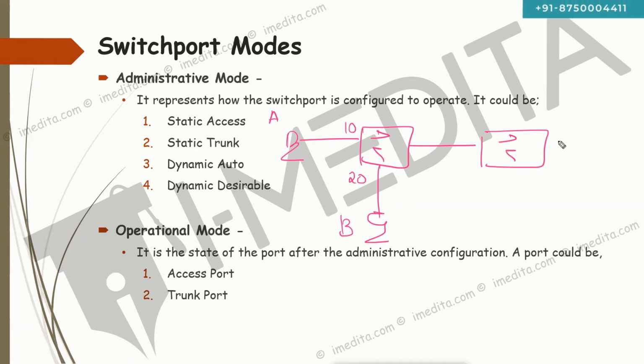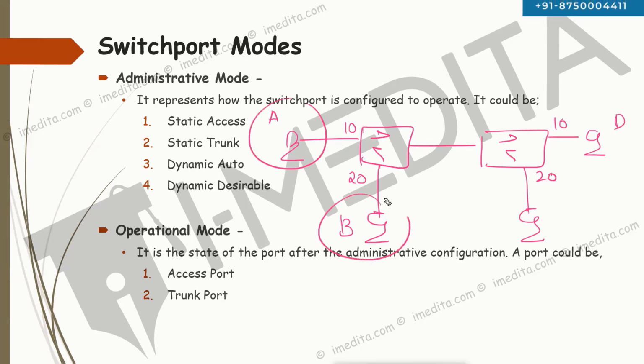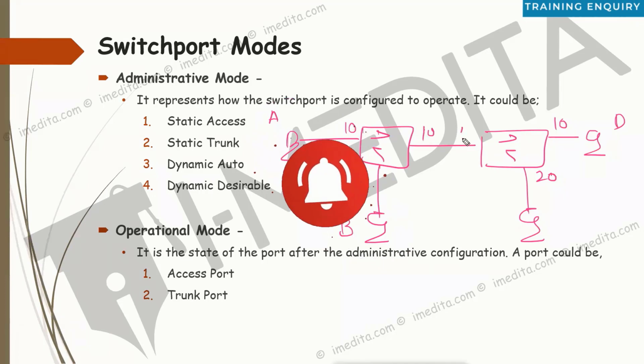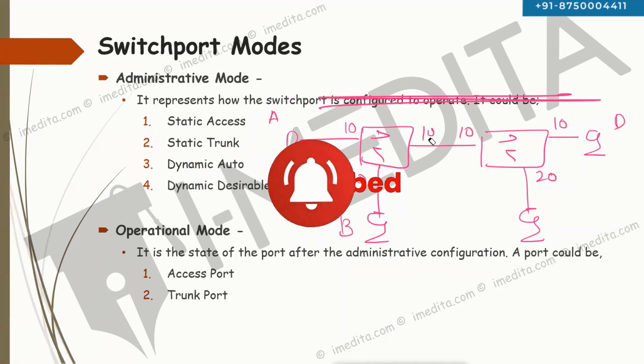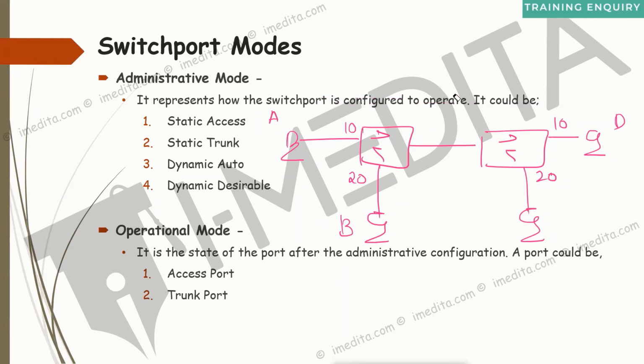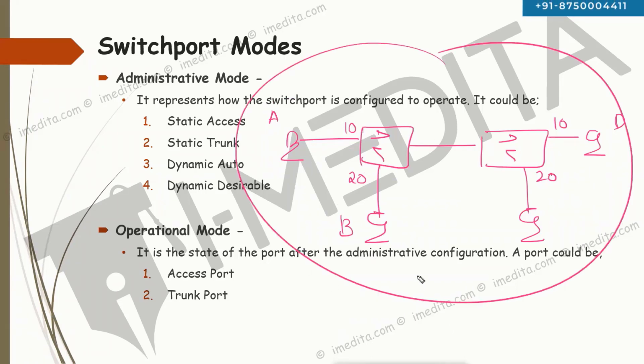Yes, if all these devices are in the same subnet, like 10.1.1.1, 2, 3, 4, then only this will happen. Otherwise, this will not happen. Of course, A and B will not be able to communicate because they belong to different VLANs. If it is VLAN 10 with VLAN 10, they will communicate. If it is VLAN 20 with VLAN 20, they will communicate. They will communicate only when they are in the same subnet. If everything is in the same subnet, then only this thing will happen.